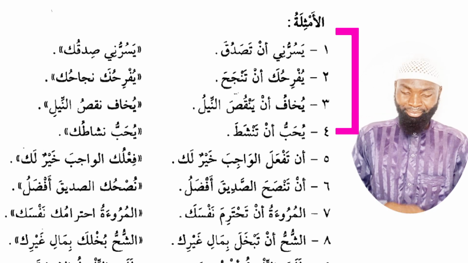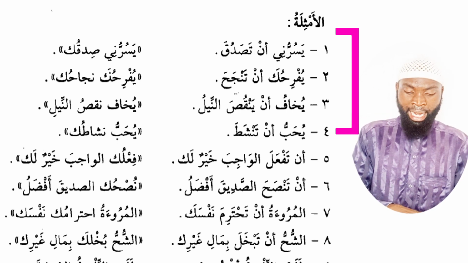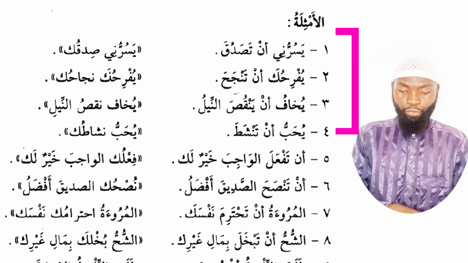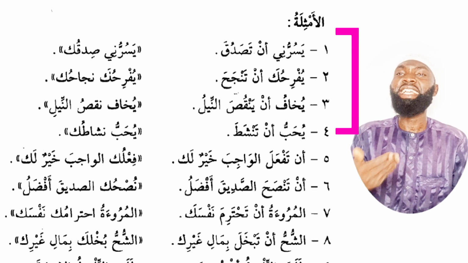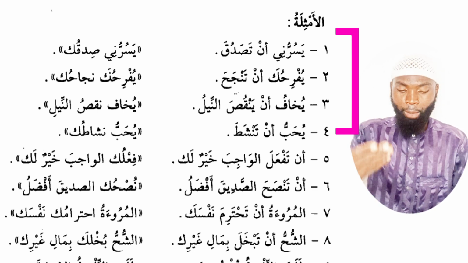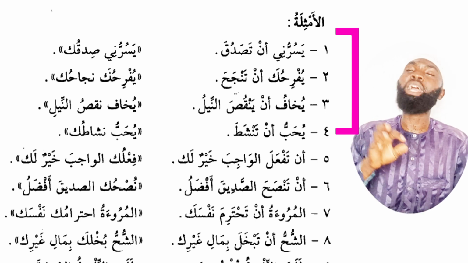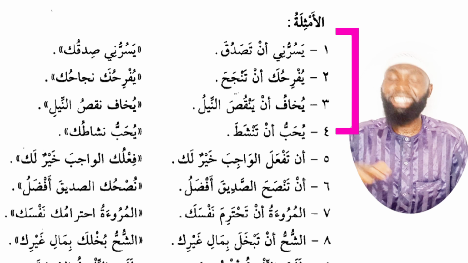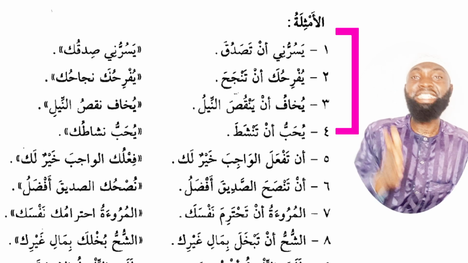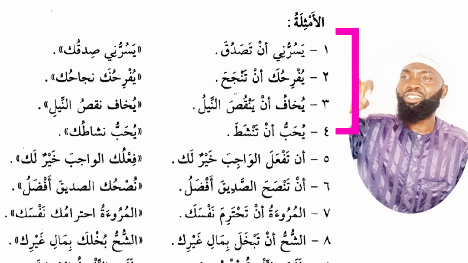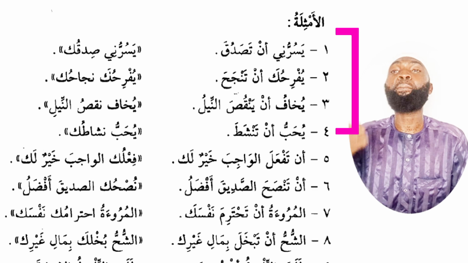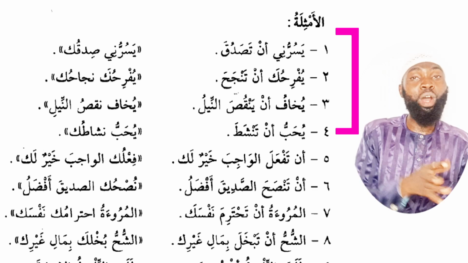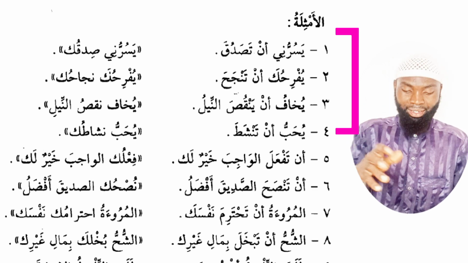Can you see? Yufrihuka an tanjaha. It gives you joy. It makes you happy that you pass. Yufrihuka najahuka. Your passing makes you happy. We are conveying the same meaning here, but the first sentence is conveyed using the masdar mu'awwal, that is the implied masdar, while the second one uses the direct masdar.